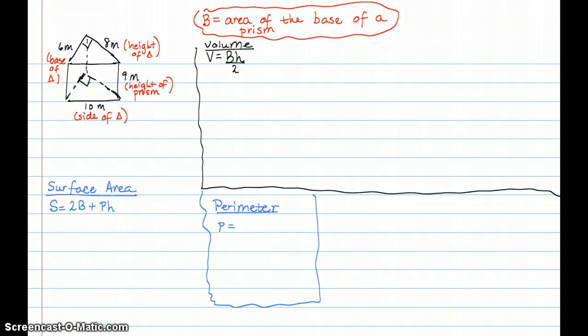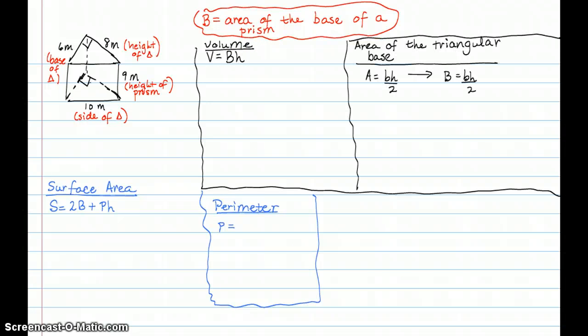Volume is big B times height. Now I've set it up better for you. You've got your volume, but your volume is dependent upon your area of the triangular base. An area of a triangular base is simply base times height divided by 2. That is going to be the same as big B, area of the base equals base times height divided by 2.